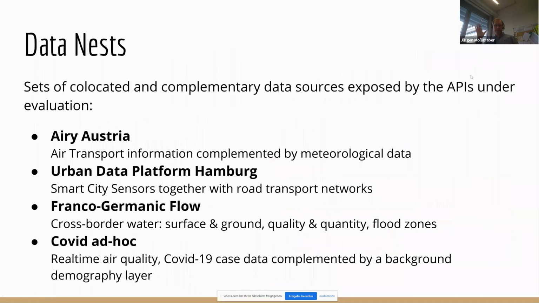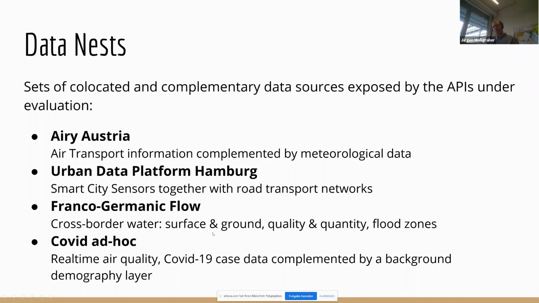The project's idea is to test with real-world data how easy it is to apply these new APIs, so setting up servers which are accessible on the internet. But that's the easy task. The more interesting task for us was how you can combine data. That's something we challenged ourselves with, and we came up with this funny name, data nests, because we pretty quickly saw you can combine data. As I said, for Austria, it's very interesting to combine the air transport data with the meteorological data. And for the city of Hamburg, there are many options as a smart city to integrate these different ideas, especially with road traffic. We will look into that in a second as well.